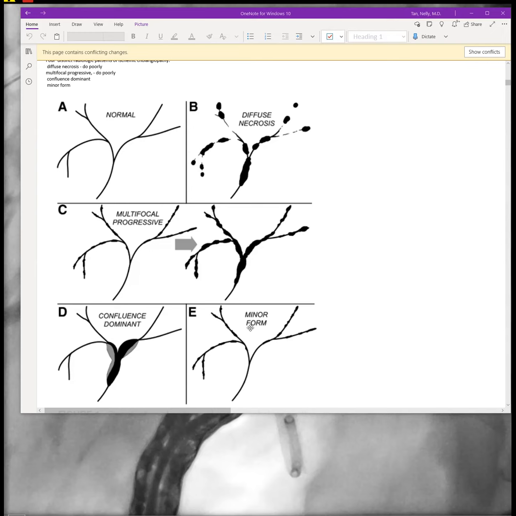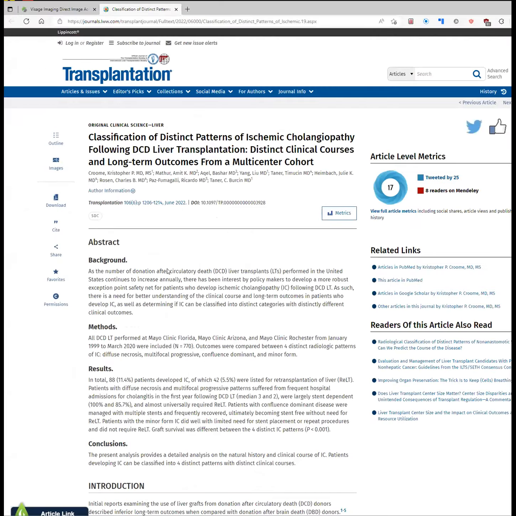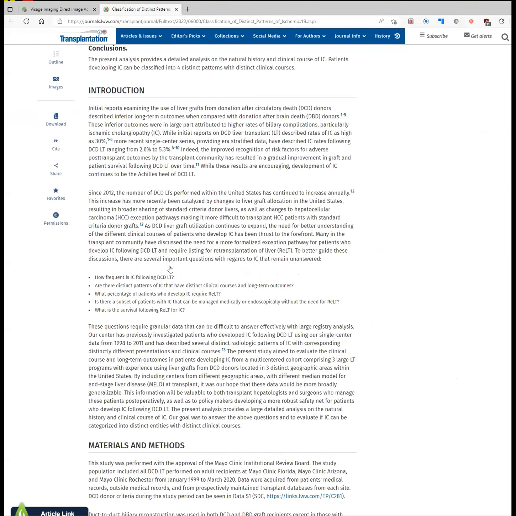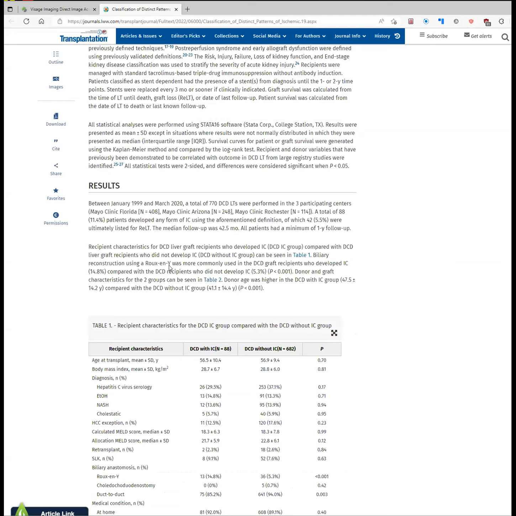And this is important to know because patients who have either diffuse necrosis or multifocal progressive almost always require retransplantation. In contrast, patients with minor form or confluent dominant can be managed conservatively with ERCP and balloon dilatation and don't require transplant. So our transplant hepatologists have asked that we classify these if we can. I just wanted to make people aware that that is something that we should try to do for our transplant patients if possible.